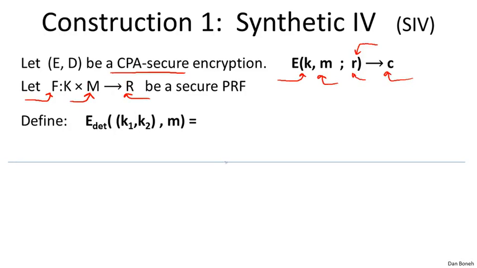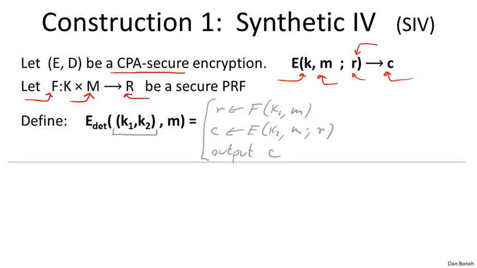Now the way SIV works is as follows. It's going to use two keys, K1 and K2, to encrypt the message M. The first thing it does is apply the pseudo-random function F to the message M to derive randomness for the CPA secure encryption scheme E. Then it encrypts the message M using the randomness that it just derived. This gives us a ciphertext C, and it outputs this ciphertext C. So that's how SIV mode works. Basically, it first derives the randomness from the message being encrypted, and then it uses this derived randomness to actually encrypt the message to obtain the ciphertext.